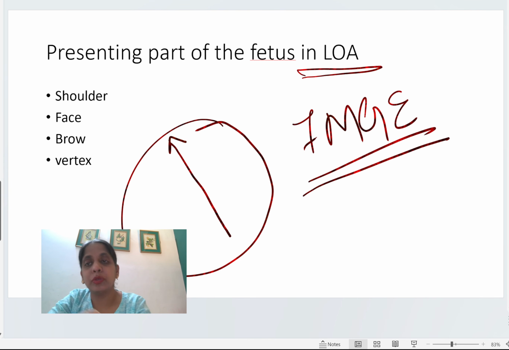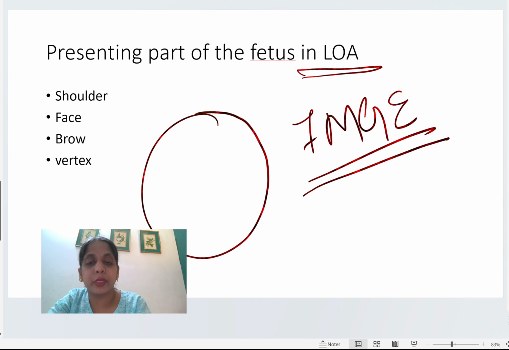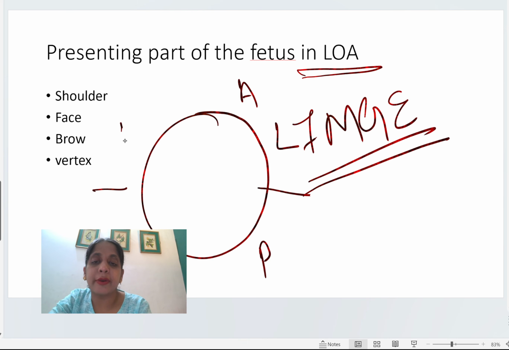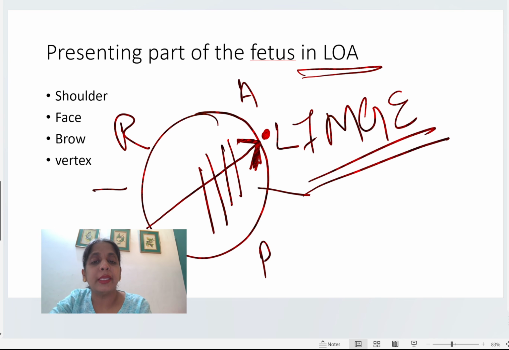Yes, so sorry. We draw the pelvis, okay, and this is anterior and this is posterior, and this is left and this is right of the pelvis. So this is left occiput posterior. Occiput is marked by here. If occiput is here, it means posterior fontanelle is here, anterior fontanelle is here. The area between anterior and posterior fontanelle is vertex.